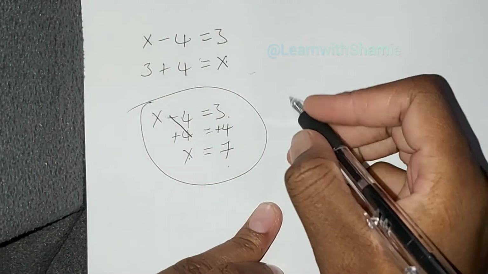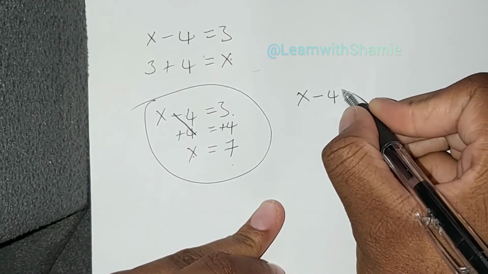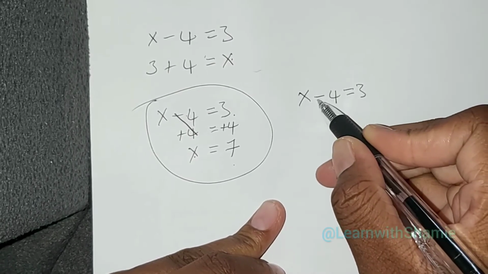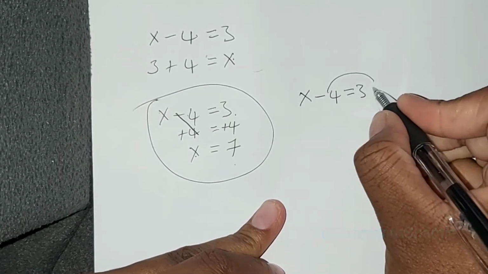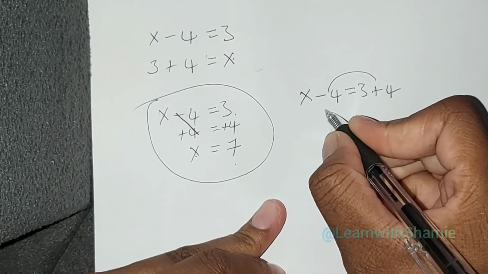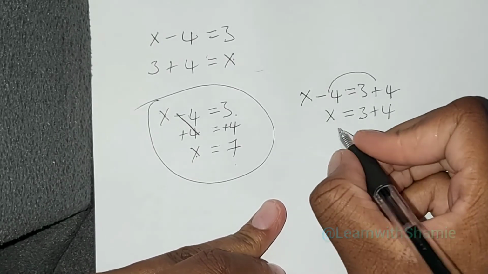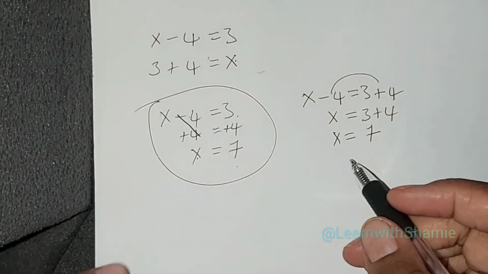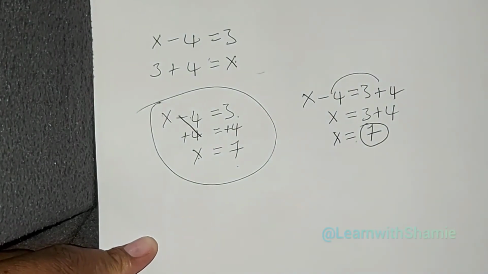Let me do it another way. X minus 4 is equal to 3. We can remove the negative 4, bring it over to this side, and then it becomes a positive 4. So x would then be equal to 3 plus 4. X would be equal to 7. So x in both equations has the value of 7.